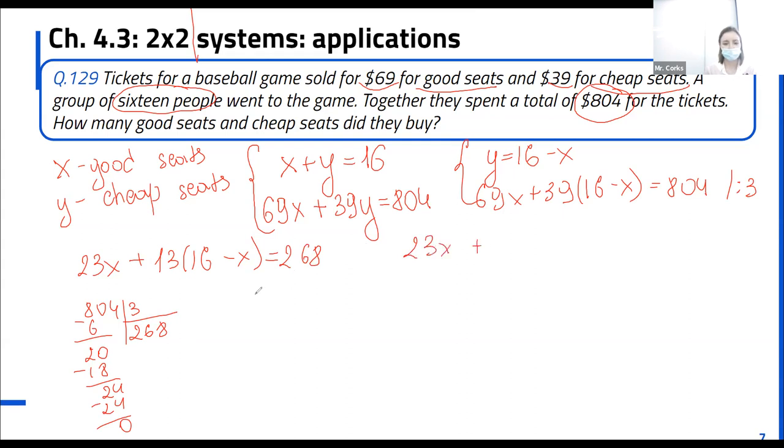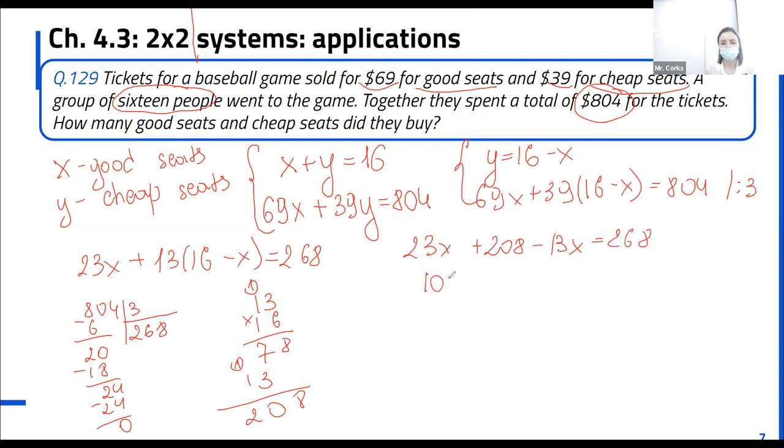23x plus, and now we need to multiply. Here we need to do so. So 6 by 3 is 18. 6 by 1 is 6, and plus 7, 8, 78. Here 3, here 1. So 8, 0, 2, 208. Minus 13x equals 206, 8. So we have 10x equals 60. So we have x equals 6.